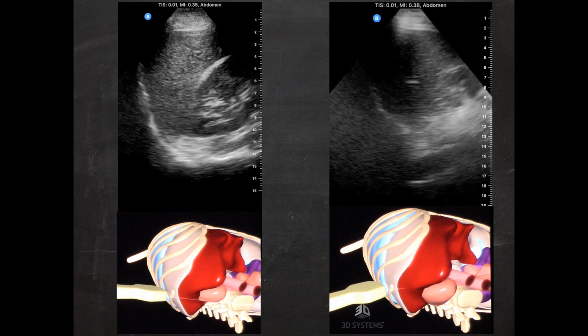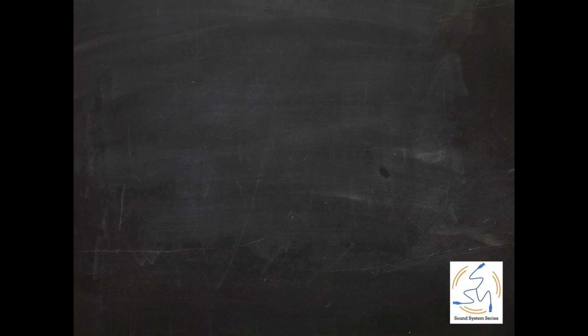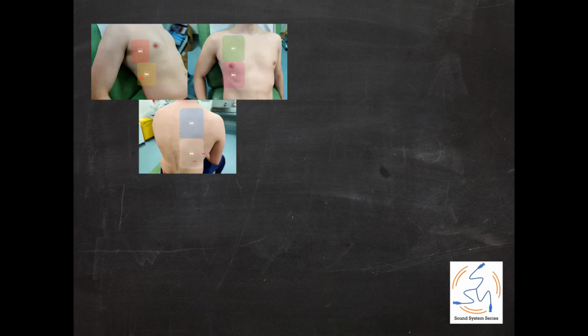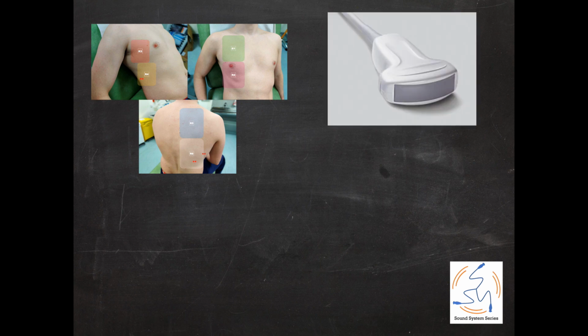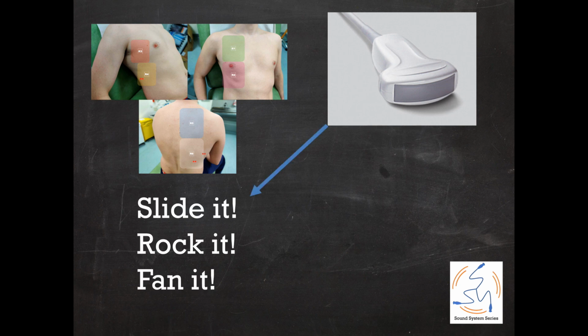All right, let's take this home. Let's review our key takeaway points. Number one, clinical questions determine the structure of your lung exam, but the standard exam involves 4 anterolateral zones per hemithorax. Number 2, we saw how different probe motions affect our sonographic image. Number 3, we developed a framework to get an optimized image. Slide it to center the pleural line, rock it to lay the pleural line flat, fan it to match the lateral curvature of the lungs. Slide it, rock it, fan it.